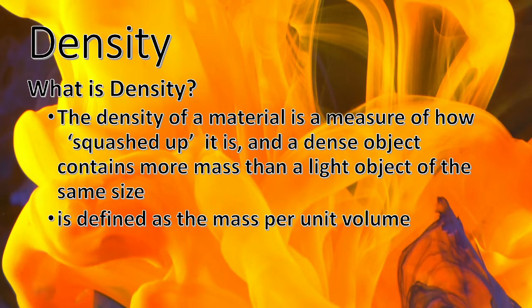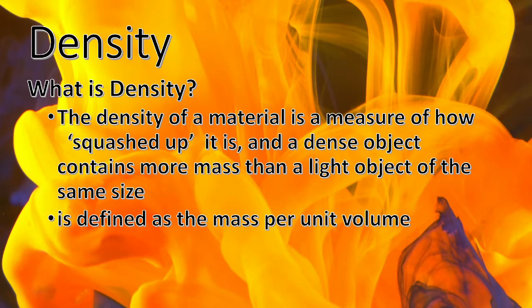The density of a material is a measure of how squashed up it is, and a dense object contains more mass than a lighter object of the same size. So suppose you have a sponge which is the same size as a rock. Obviously, the rock is much heavier than the sponge. So that's how you're going to compare the density of objects, and it is defined as the mass per unit volume.